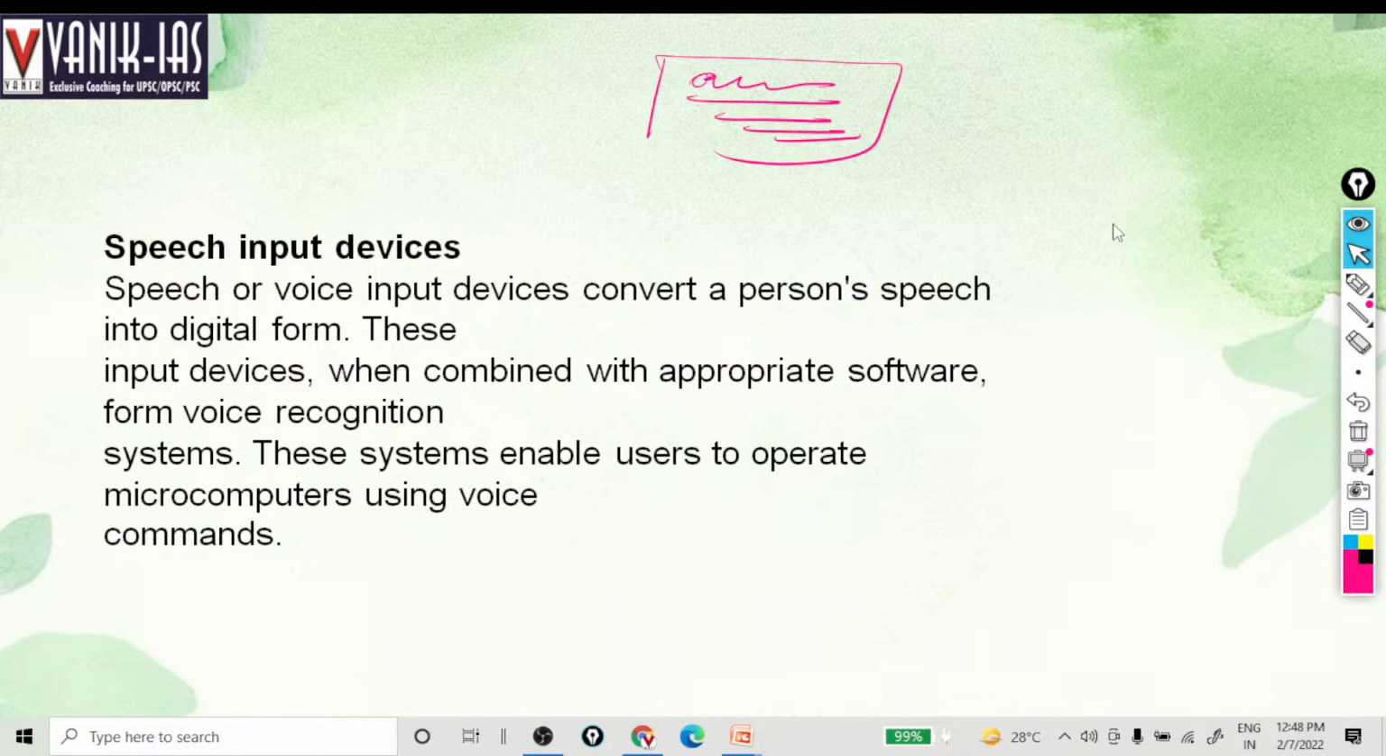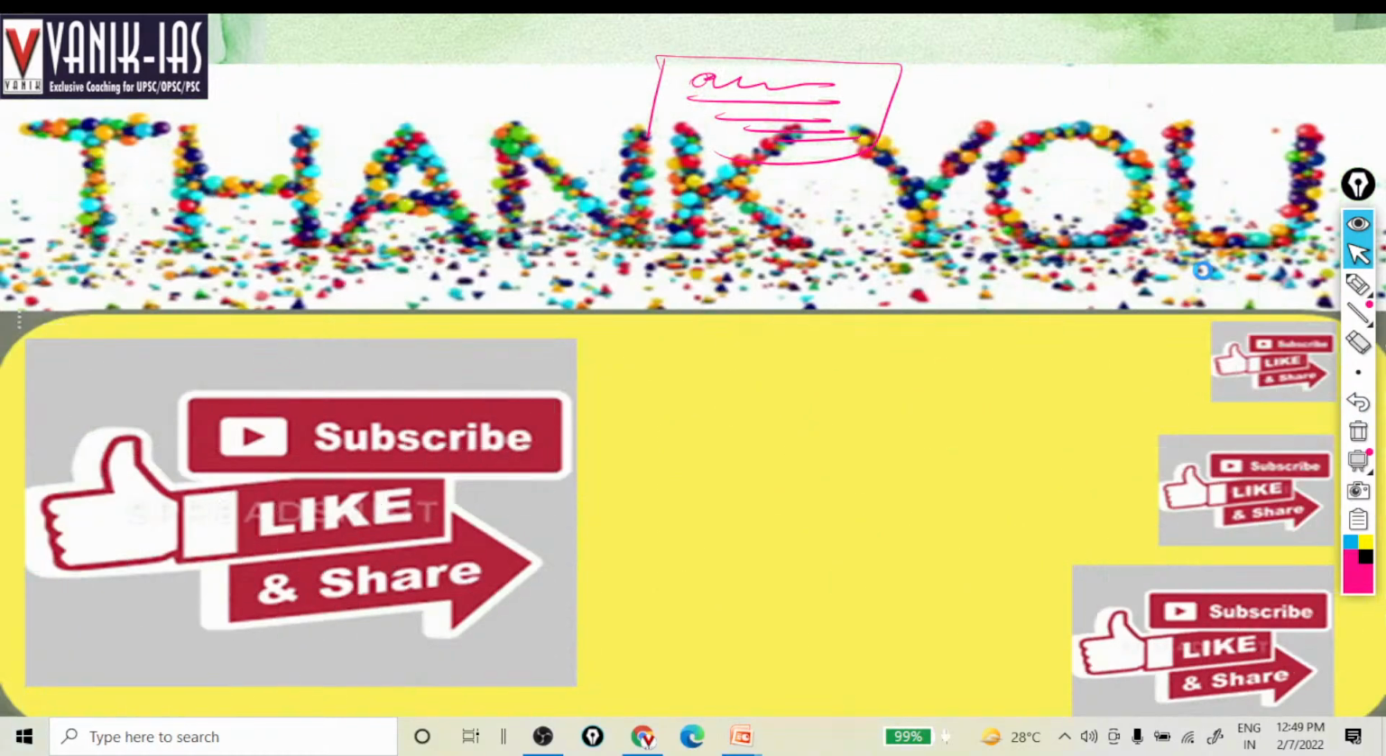Now speech input devices. Speech or voice input devices convert a person's speech into digital form. These input devices combine with appropriate software for voice recognition, right? This system enables users to operate microcomputers using voice commands. For example, your mobile recorder or voice recorder is a speech input device. You can record your voice and store the data in digital form.